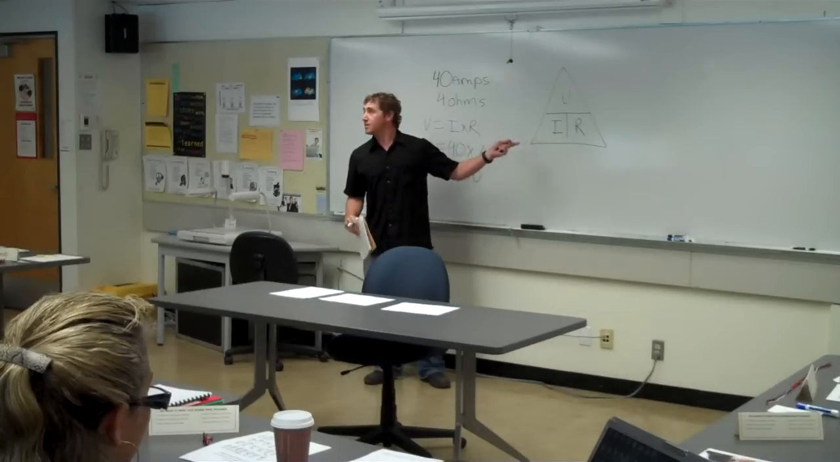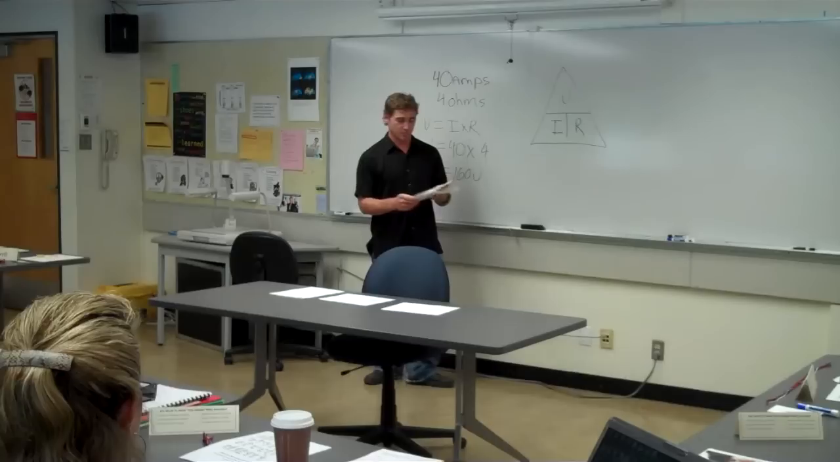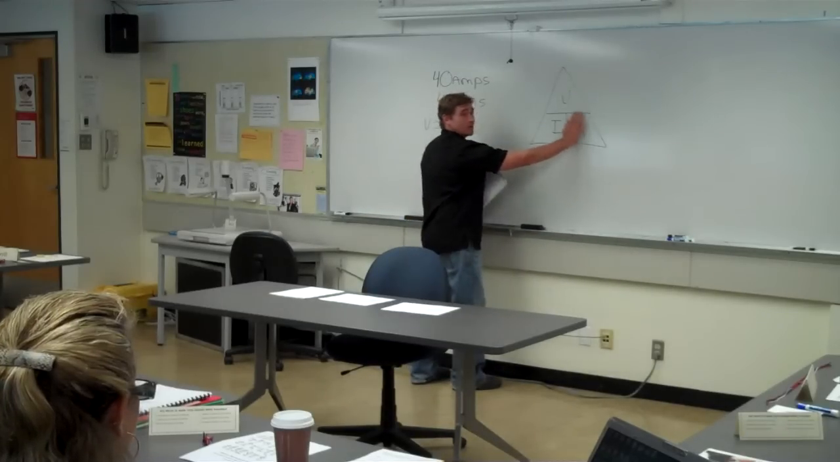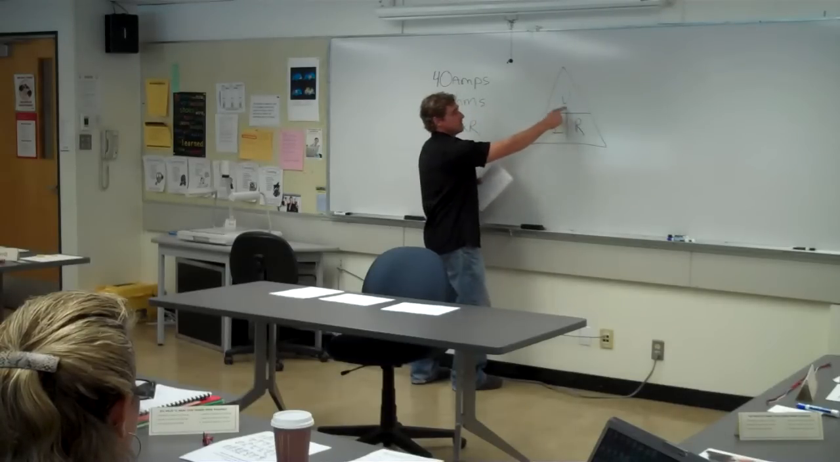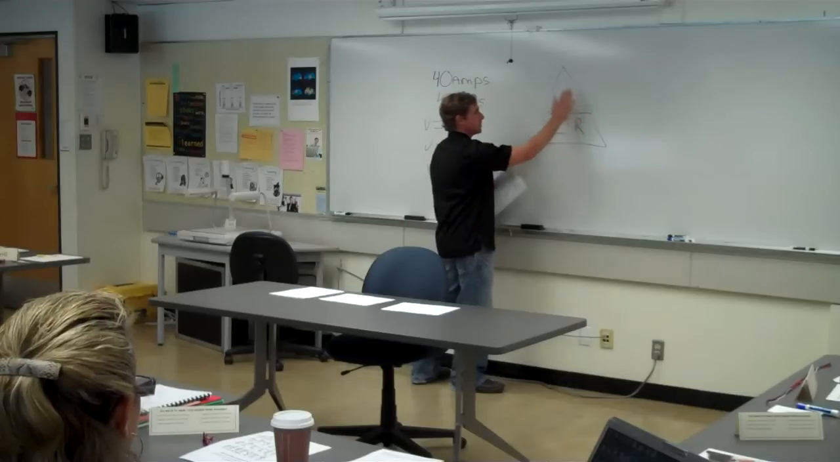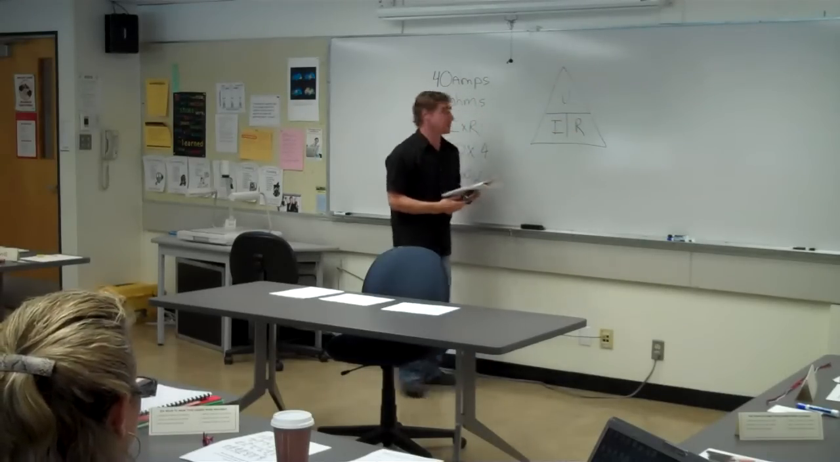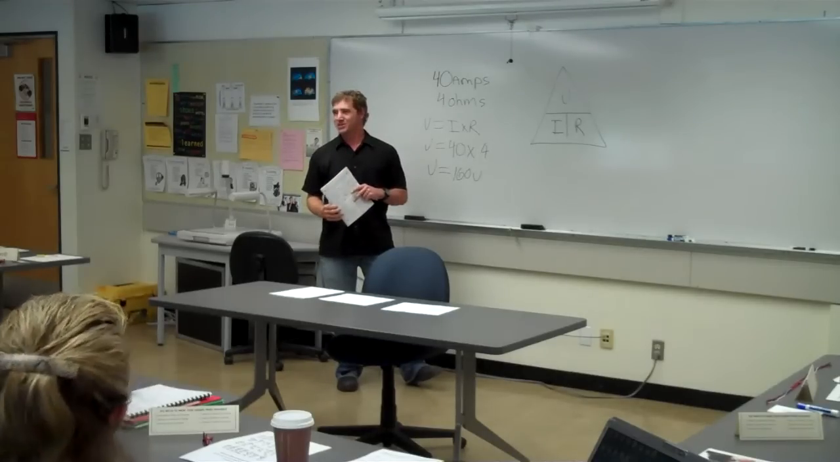When we use this triangle, whatever one you're looking for, you just cover up the letter. If you're looking for resistance, you cover up the R, and that is volts divided by amps, or current. If you're looking for volts, you cover up the V, and it's I times R. That's basically what we did here. You understand the triangle? Not too bad?